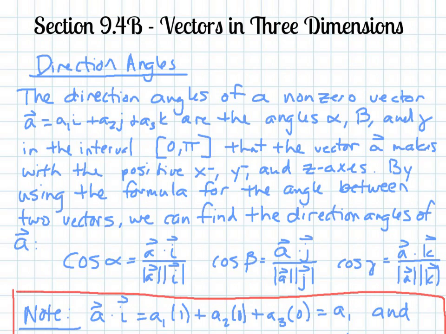Here, if you're given a non-zero vector, let's say vector A, with the 3 components, there are these angles, alpha, beta, and gamma, in the interval between 0 and pi, that the vector A makes with the positive x, y, and z axes.